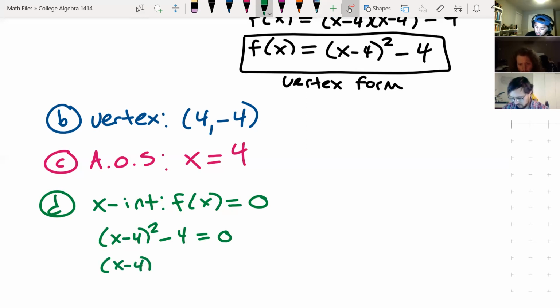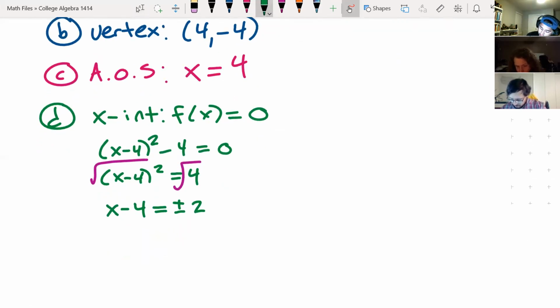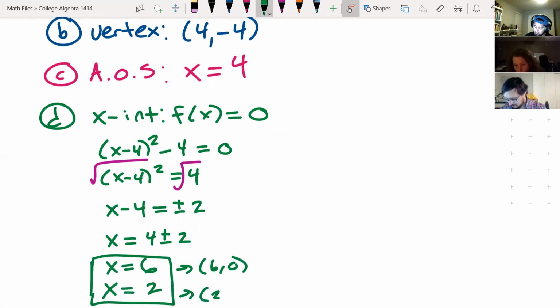Add that 4 over, and then next, we'll square root both sides. You'll get x minus 4 is equal to plus or minus 2. Do not forget that plus or minus. Then you'll add that 4 over. My two answers are going to be 4 plus 2 and 4 minus 2, so x equals 6 and x equals 2. These are my x-intercepts that I can plot at (6, 0) and (2, 0).